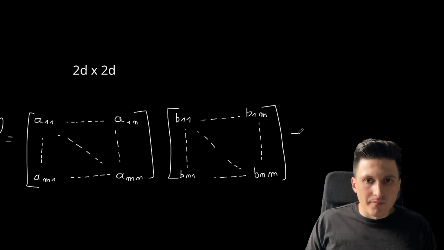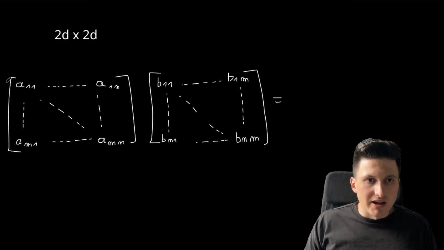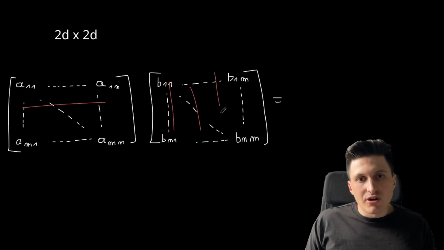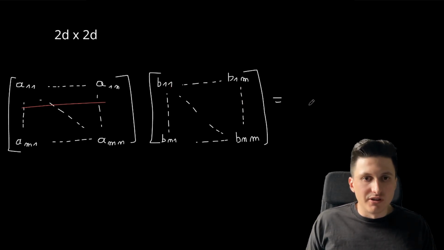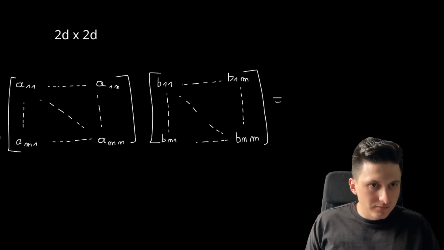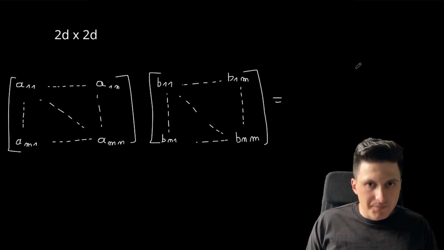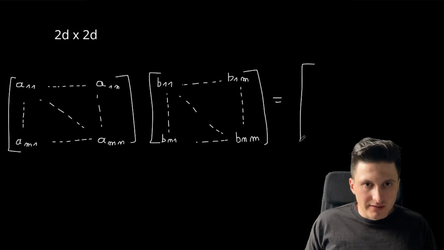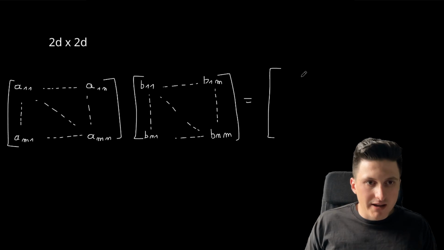And the result, as I explained in the last video, we are just going to multiply the first row with each of these columns to get the first row in our result. Then we are going to multiply the second row with each column to get the second row of results. So let's calculate some of these by hand.